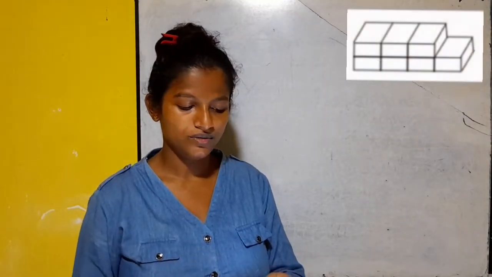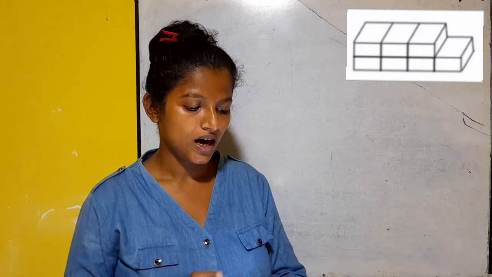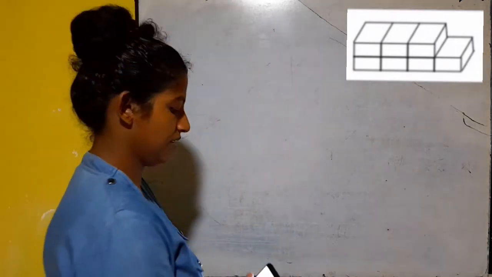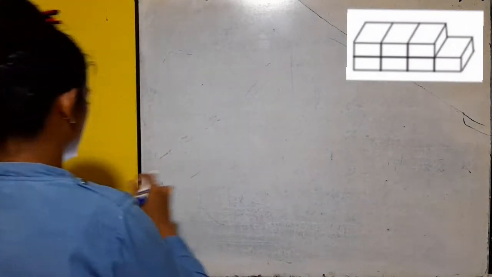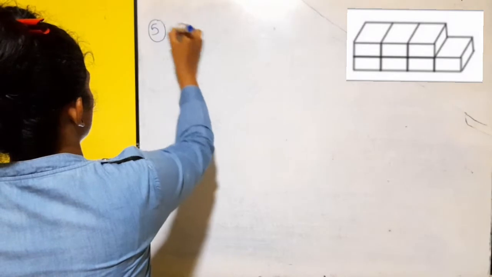Question number 5. The diagram shows how small cubes of each of edge 1 centimeter are placed to make a solid. Find the volume of the solid. In one cube, the volume will be 1 into 1 into 1, that is 1 cubic centimeter. So there are 7 such cubes used to make this solid. So the volume of this created solid will be 7 cubic centimeters. That is the answer.